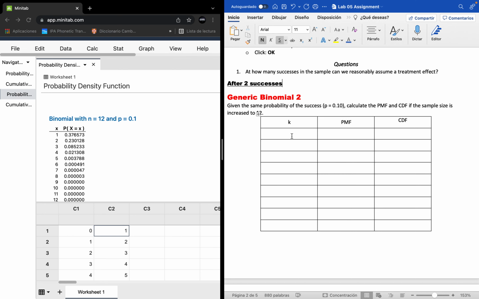I mean, here you have to type 0, 1, 2, 3, 4, and so on up to 12. For the PMF, you're going to write here, for example, for the first one, 0.376573 for 0, for 1.